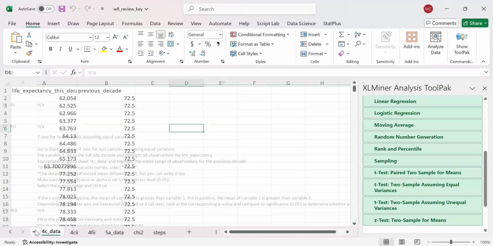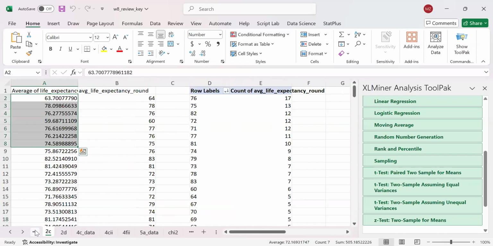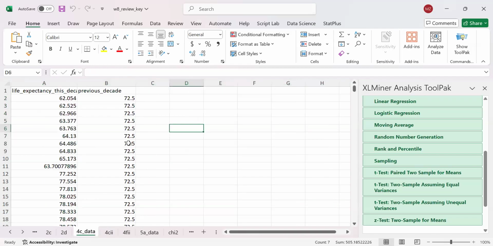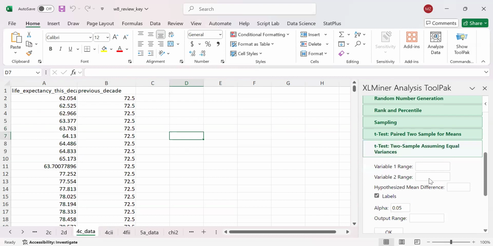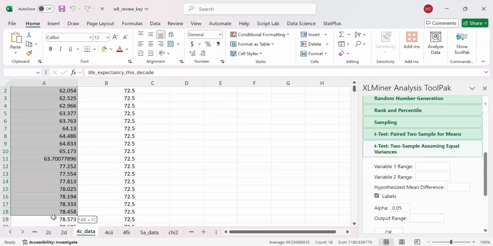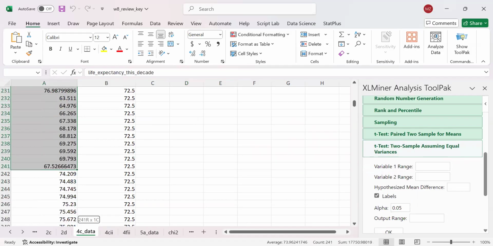Right. So we are going to be using a two-sample t-test assuming equal variances, because initially in our question, as you see here, we had said that all samples have equal variances. So we're just going to make that assumption. In this case, we use t-test two sample assuming equal variances. Your variable one range would be the average life expectancy for this decade. So you can select all those values.